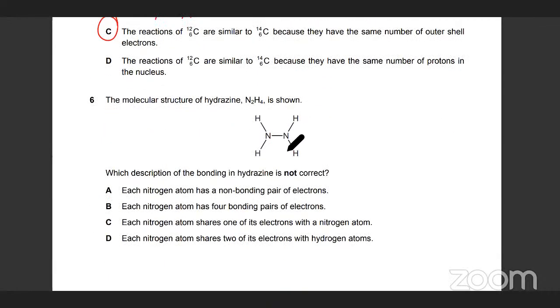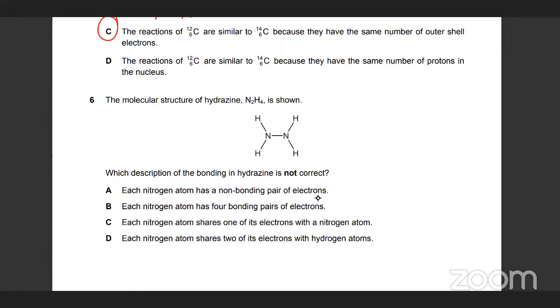So this is a hydrazine molecule, and which description of the bonding in hydrazine is not correct? Is it gain or loss of electrons, or is it just bonding, sharing ठीक है of electrons. ठीक है. Each nitrogen atom has a non-bonding pair of electrons. Is that correct? Wrong.